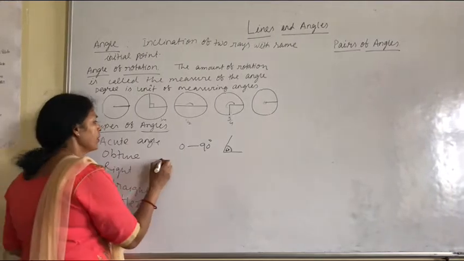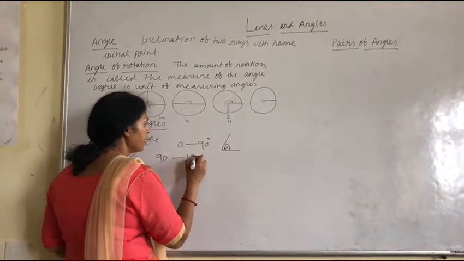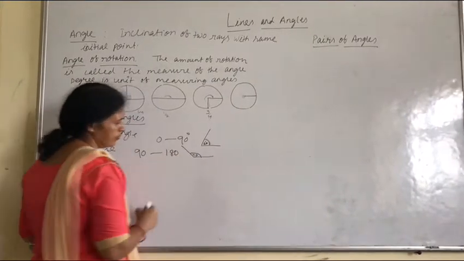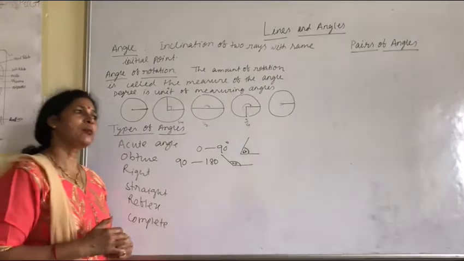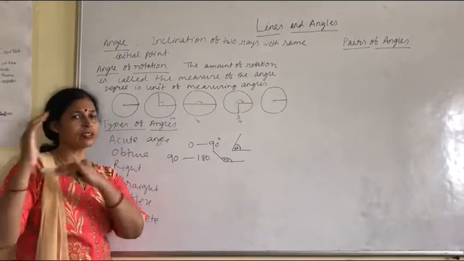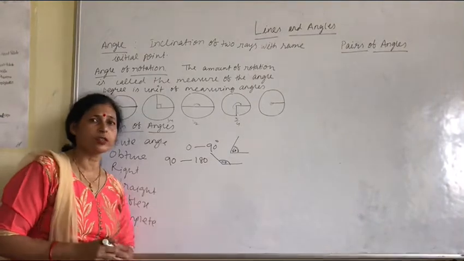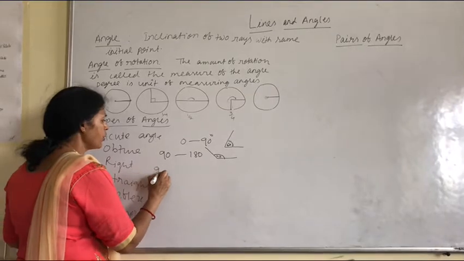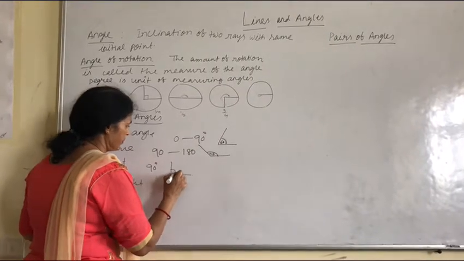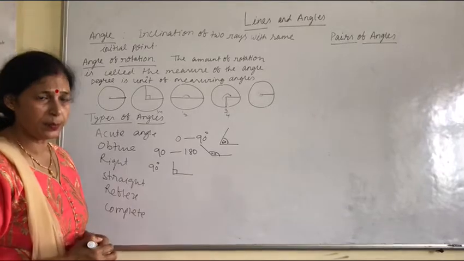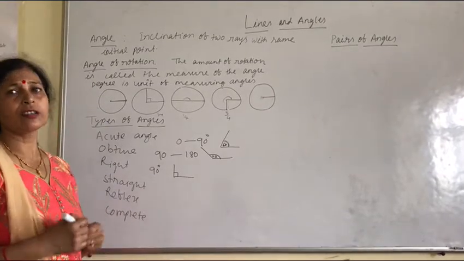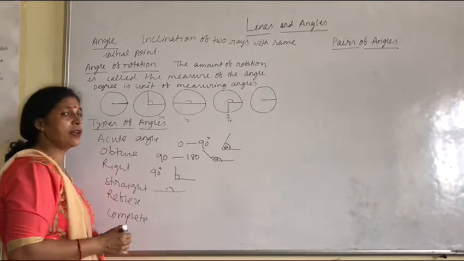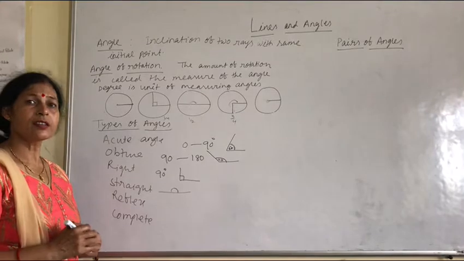Now obtuse angle, 90 to 180 degree. Let it be 110. So the measurement of the angle falls in between 90 to 180. Then this is called the obtuse angle. Then right angle, the measurement of the angle is your 90 degree. The angle whose measurement is your 90 degree, this is called right angle. Then straight angle, the angle measurement is your 180 degree. Then it is straight angle.